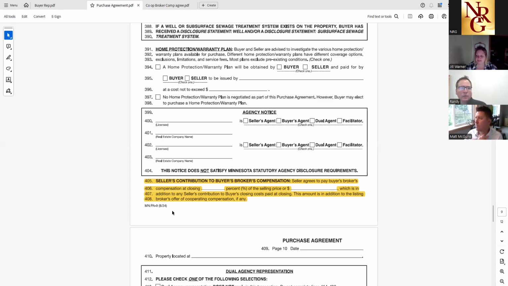Are there any specific questions in reference to the purchase agreement? Otherwise, I know we have some questions for Matt. So I want to open it up to purchase agreement questions right now. Does anybody have any?